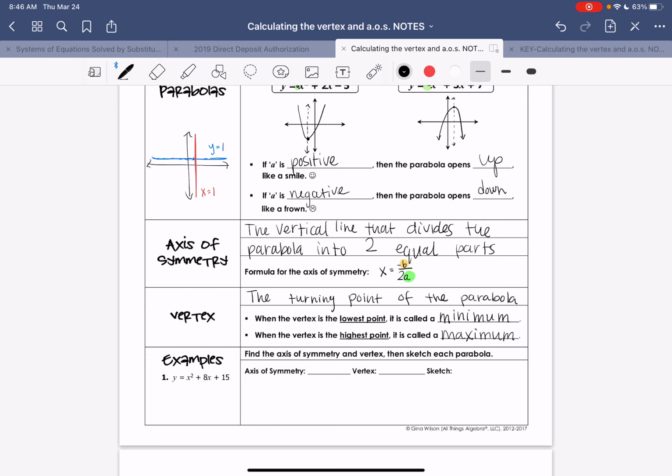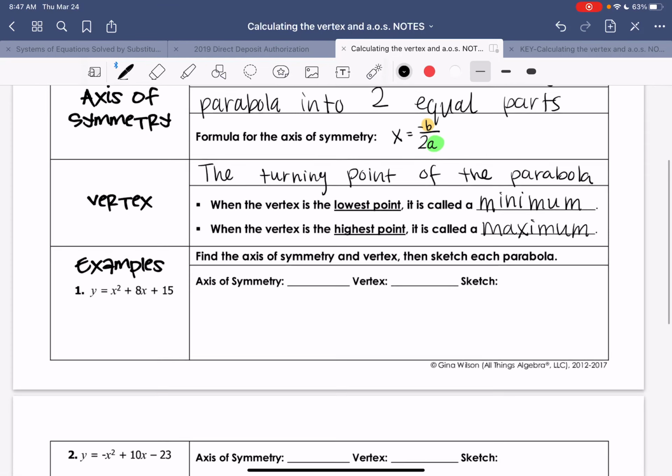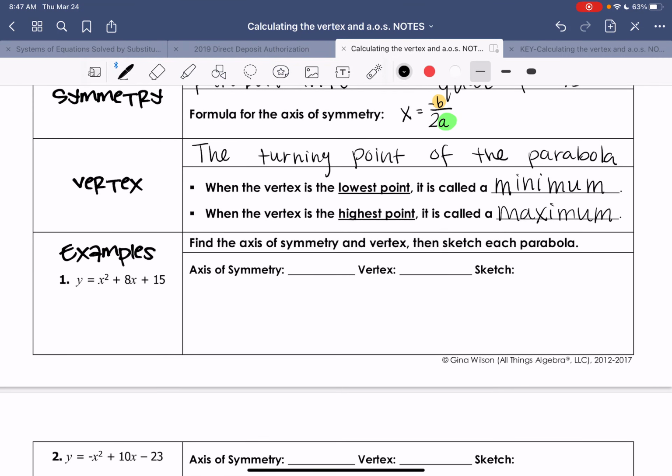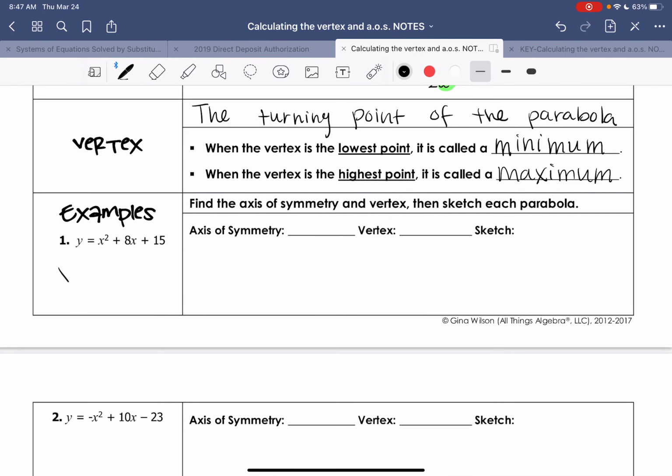So now what we're going to do is I'm going to show you algebraically how we can calculate the axis of symmetry and the vertex using the formula that we just learned, x is equal to negative b over 2a. So our first example, I'm going to go ahead and write that. X is equal to negative b over 2a.